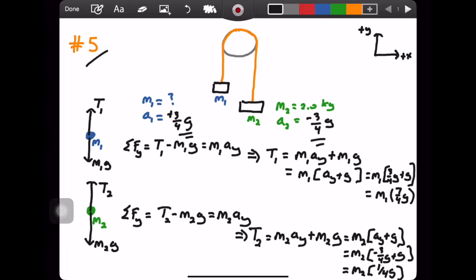So I took my free body diagrams for both masses. I could just focus on the vertical forces. There are no horizontal forces acting here. And I rewrote the equations. So I have one equation that's an expression for T1, and I have another expression for T2.